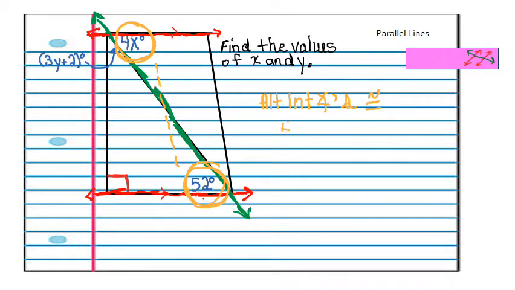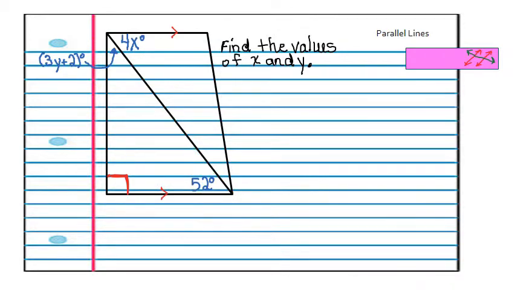So my setup, or your setup, is going to be 4x equals the 52. That's the property that happens with these cool angles. And we divide both sides by 4, and we see that x equals 13. Okay. So we have the x, and x equals 13. And if we test it back inside here, 4 times the 13 is 52, and we go great. Nice double check, because these two are congruent.